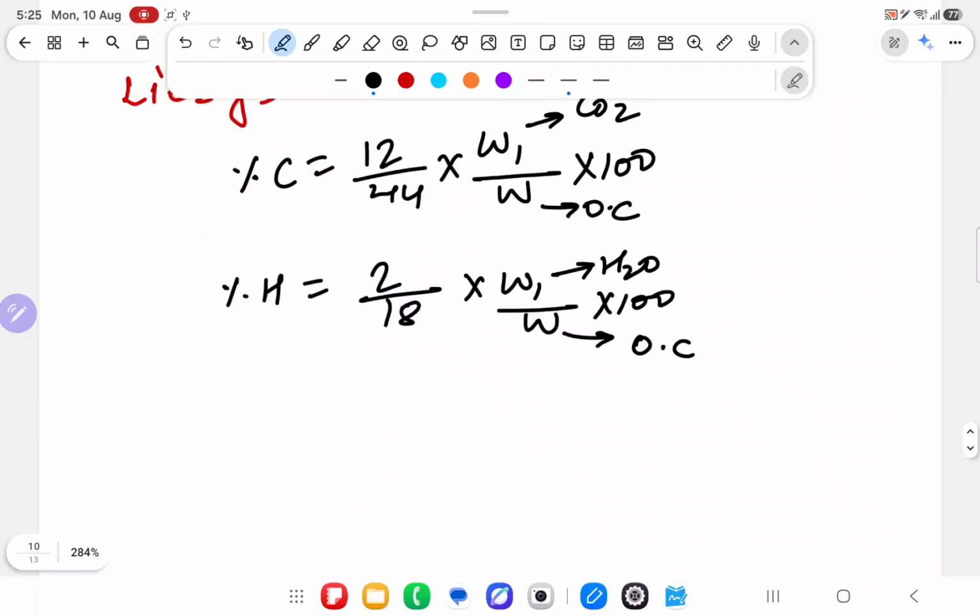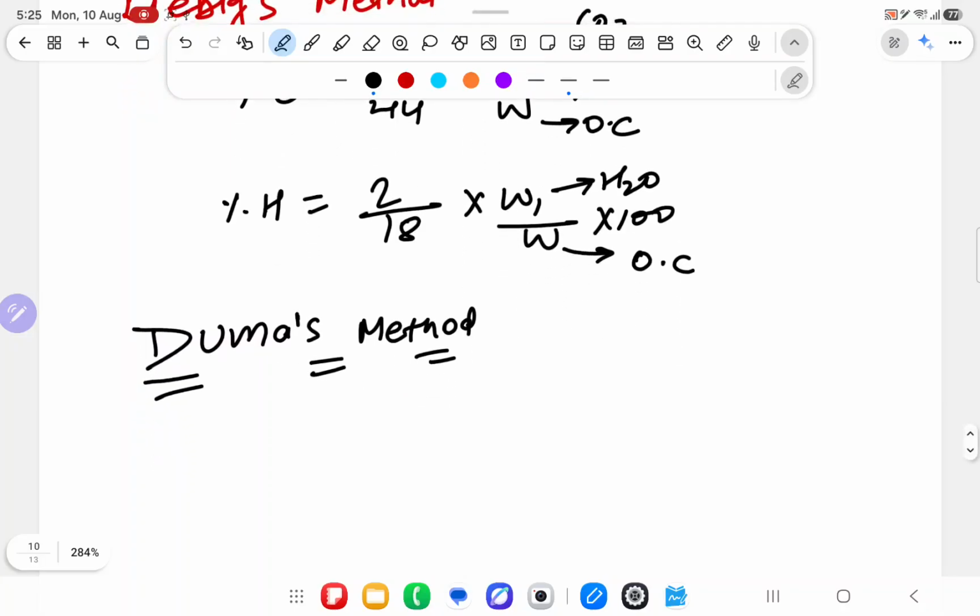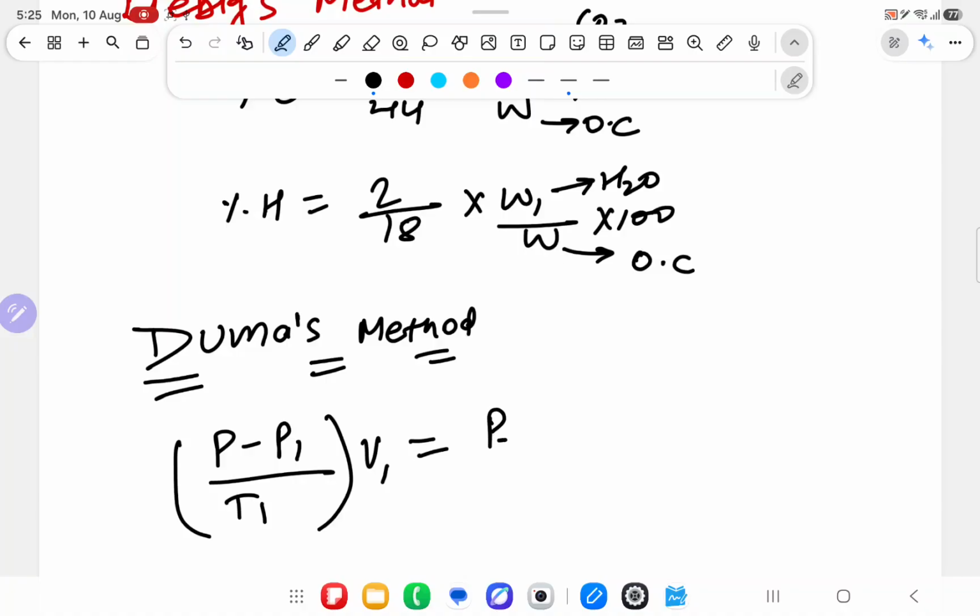Then we have seen the next method, and the name of the method is Dumas method. In the Dumas method, what is the formula we have seen? The formula for Dumas method is (P minus P1) upon T1 into V1 is equal to P2 V2 by T2.